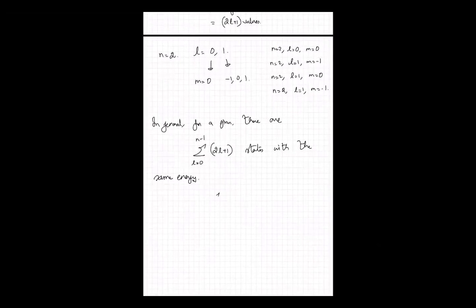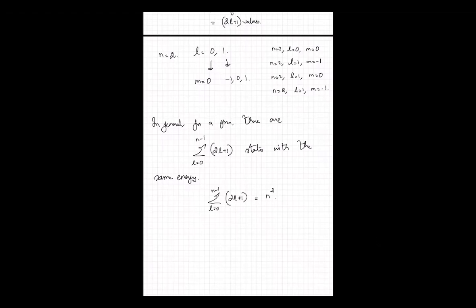You can trivially work out what this sum is, because you know that the sum of n is just n times n minus 1 over 2, and this would be equal to n squared. So for a given value of n, there are n squared states that have the exact same value of energy. Now, this is the connection between symmetry and degeneracy. There is a lot of degeneracy in the problem.